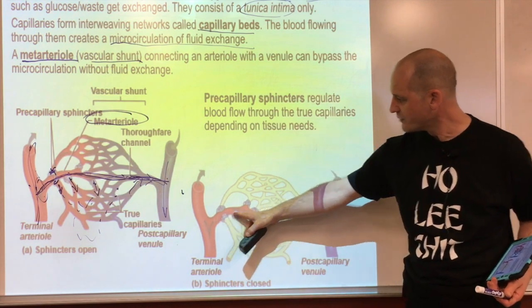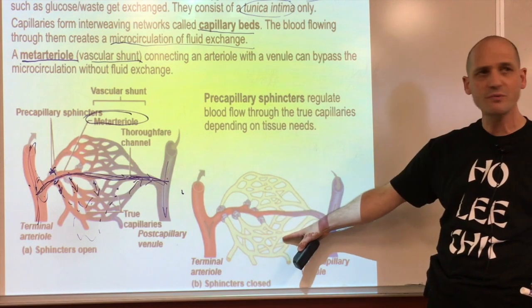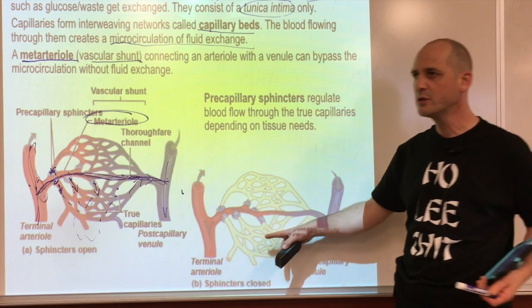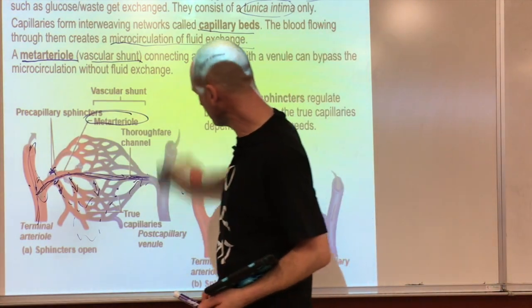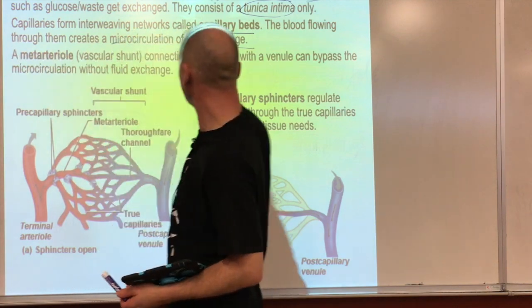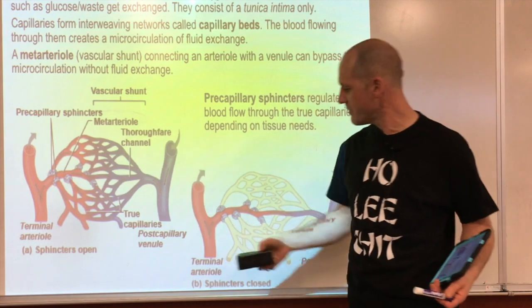And this picture shows when there's actually no blood flowing through. So you see all these are closed. This stays empty. You don't need any blood right now in here. We don't need oxygen. We don't need to get rid of waste. And we don't need nutrients right now. So here we need it, here we don't need it.